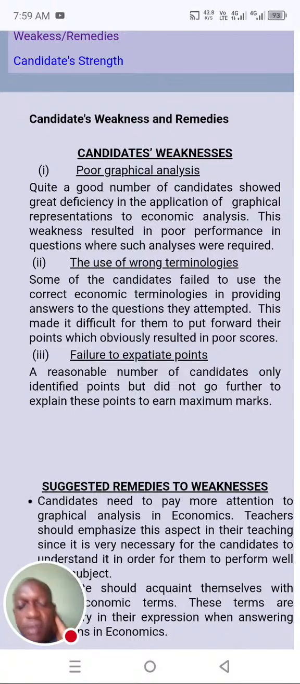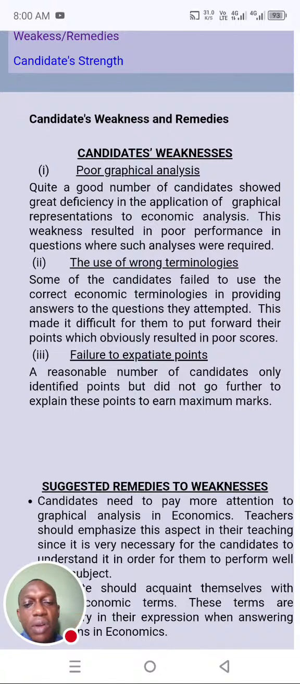Now, how do we go about this? Number 1 thing, poor graphical analysis. A student must be good at graphical analysis. I will still give you a hint on that later. Now, the use of wrong terminologies. This one also, I will give you a solution to it. I've done some research and we'll go there together on the use of wrong terminologies.